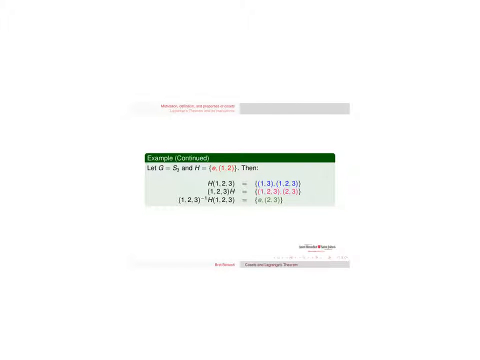Okay, I can conjugate by 1, 2, 3. And again, the left coset is different from the right coset because this one's 1, 3, that one is 2, 3. And so you get that when you conjugate, you get a different set.